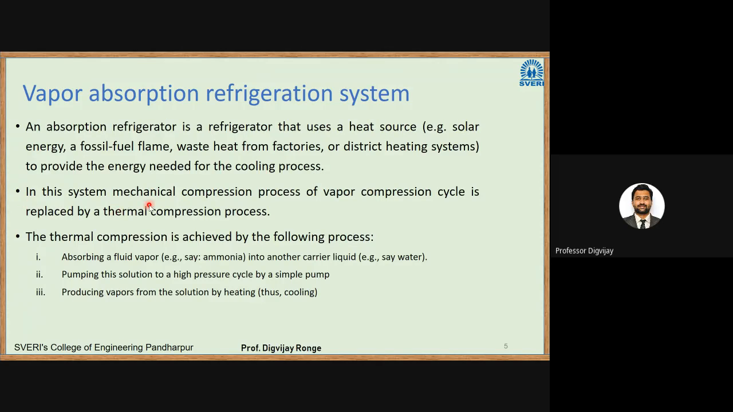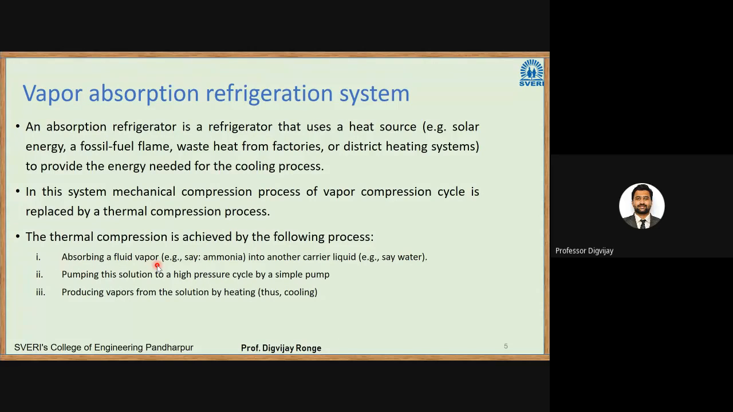In this system, the mechanical compression process of the vapor compression cycle is replaced by a thermal compression process. So what is this? We'll see in the next slides. This thermal compression is achieved by the following processes. First, it is absorbing a fluid vapor.